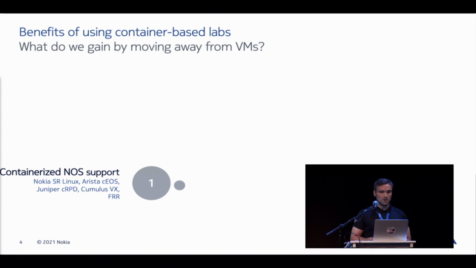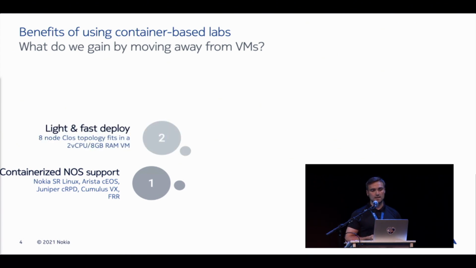So by moving away from VMs to containers, we give first-class citizenship to those things, and that's really nice. What we gain as well is that we can now be quite light and fast to deploy the labs, right? If you work with containerized network operating systems, it is really lightweight, far more lightweight than a VM. For example, an 8-node Clos fabric can fit in a 2 vCPU and 8 gigabytes of RAM VM. That's like peanuts compared to what, for example, XRv wants to have for a single instance.